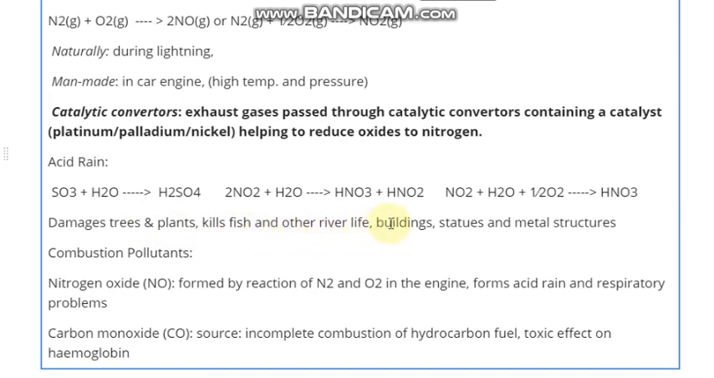They have some bad effects on our buildings, our statues, or the metal structures. So sulfur and nitrogen oxides really have bad effects on these listed things.